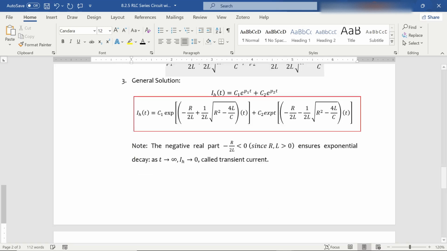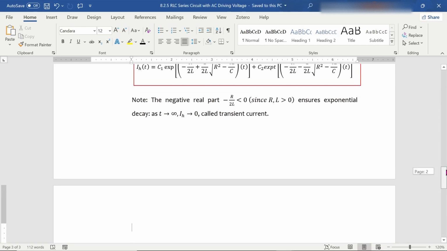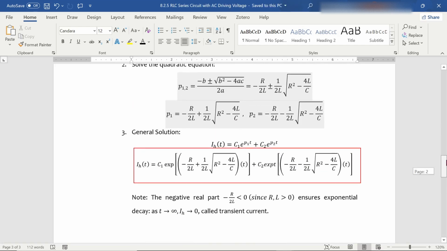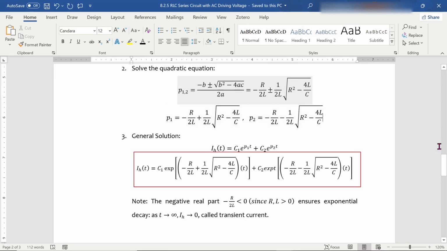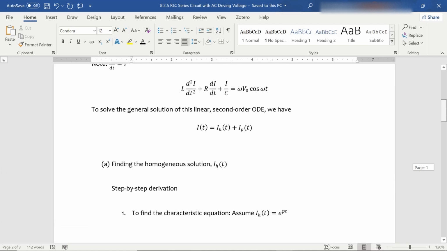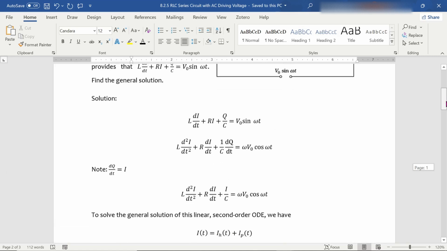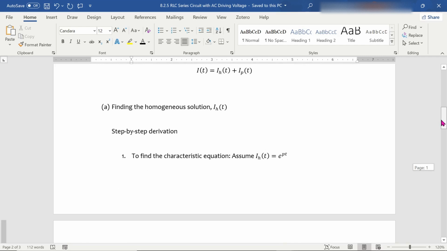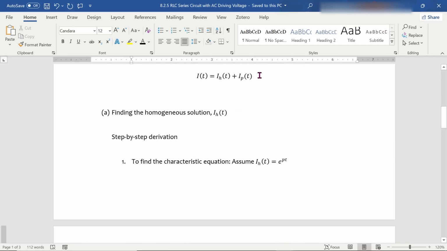So this is the homogeneous solution of our problem of the RLC series circuit with a voltage V0 sine of omega t. And this is just the first part of our solution. Remember that we divided the solution into two: the first part is the calculation of the homogeneous solution, and the second part is the particular solution. So we are now done with the first part.